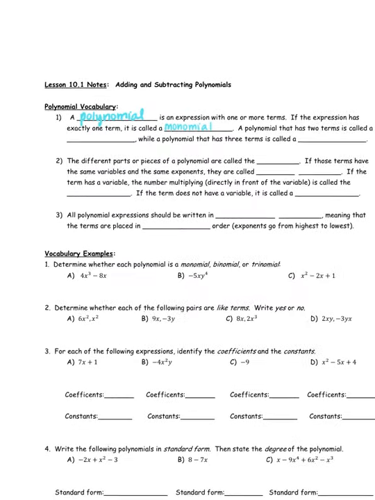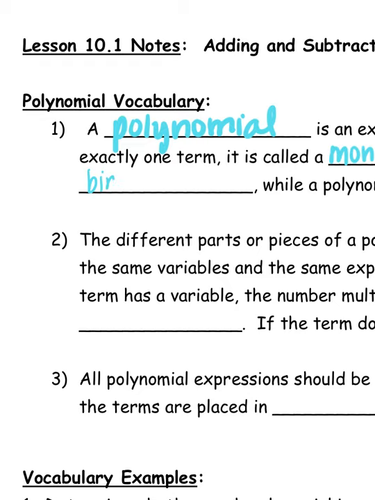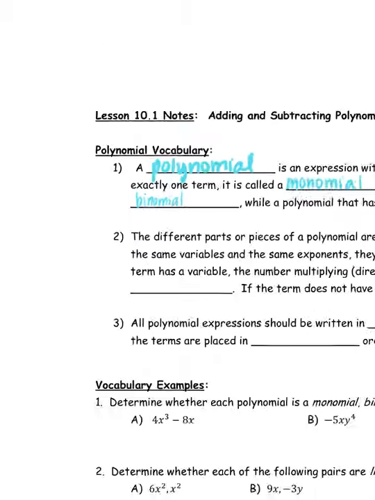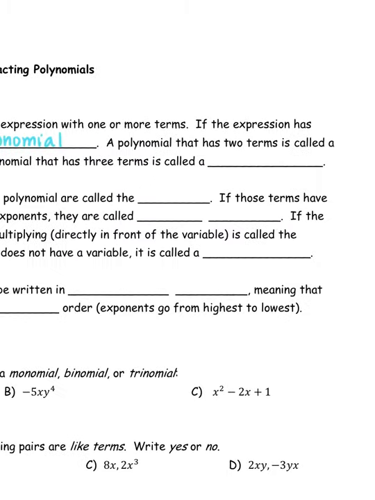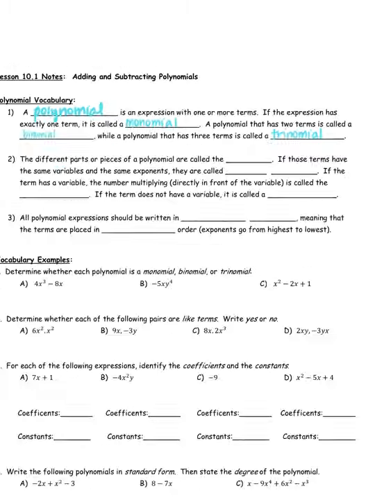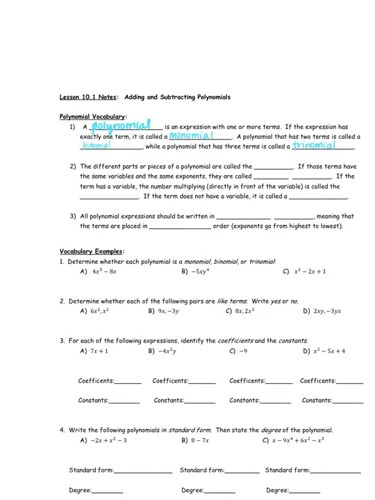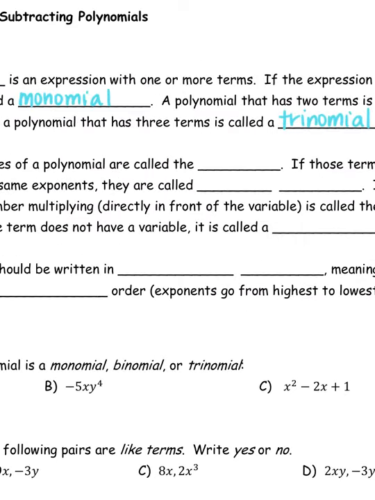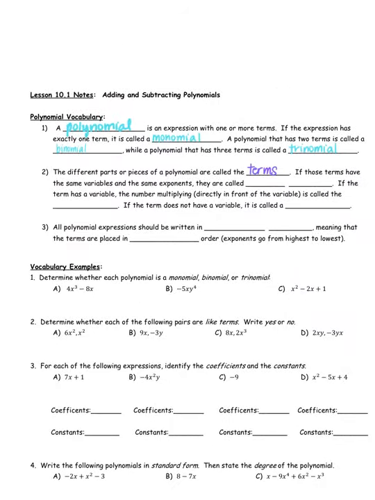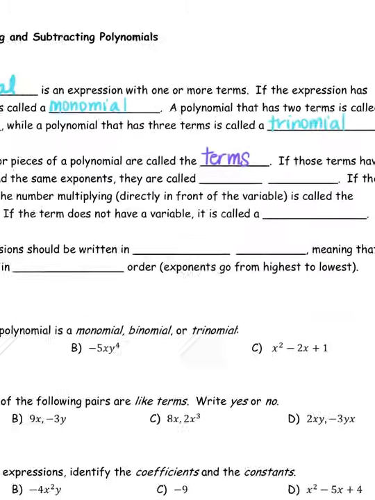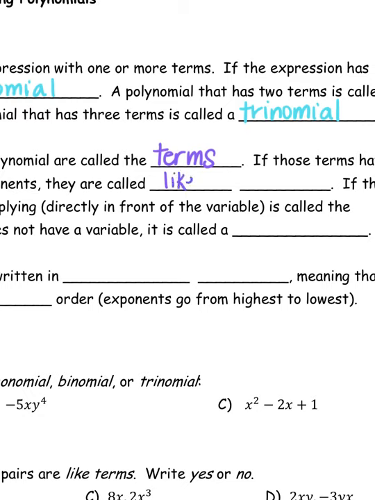A polynomial that has two terms is called a binomial, while a polynomial that has three terms is called a trinomial. Okay, so then a polynomial usually are any four or more, but they're all considered polynomials. The different parts or pieces of a polynomial are called the terms. If those terms have the same variable and the same exponent, they are called like terms.